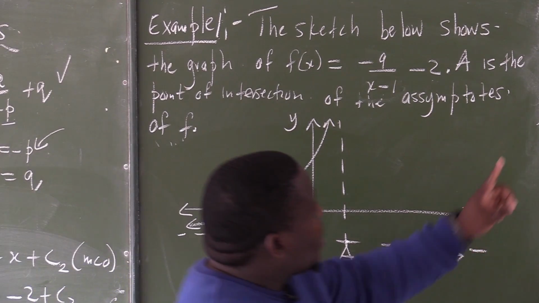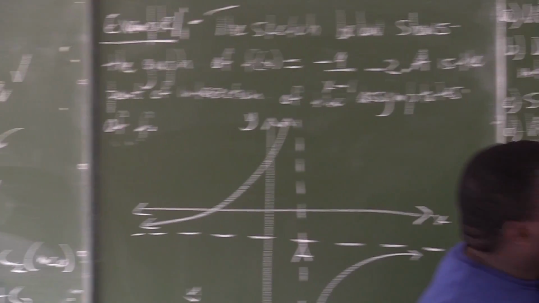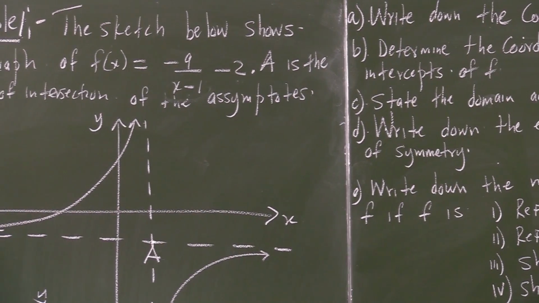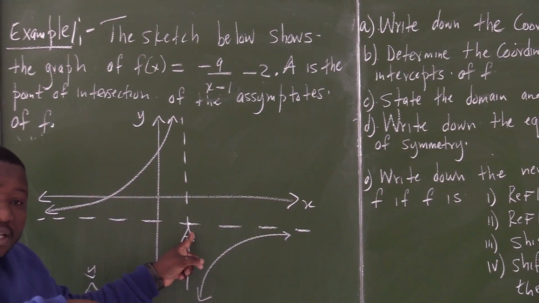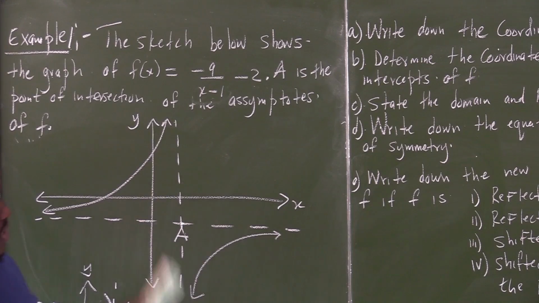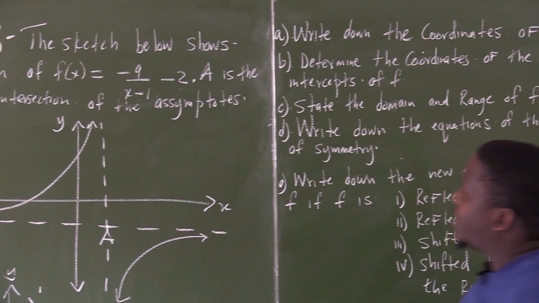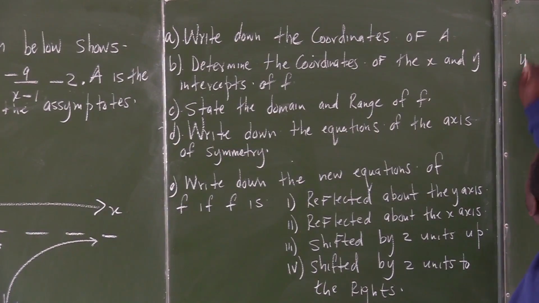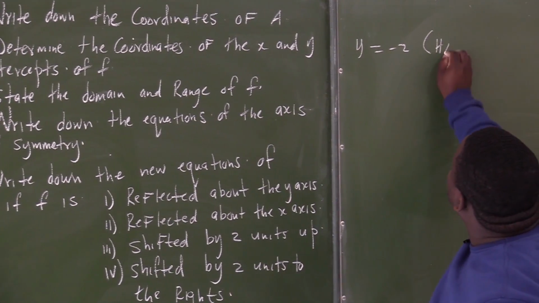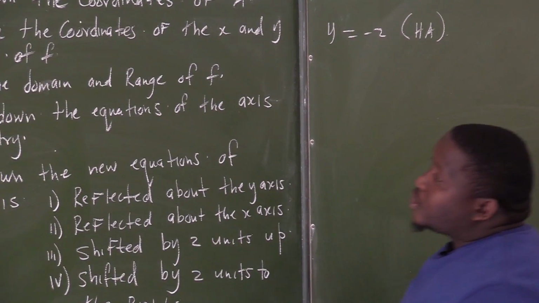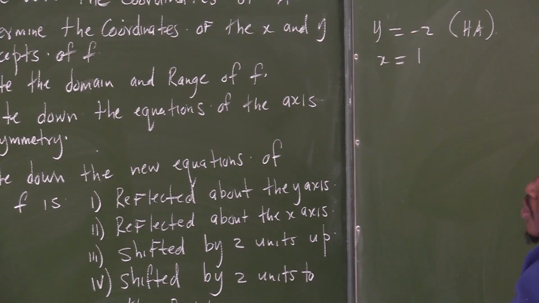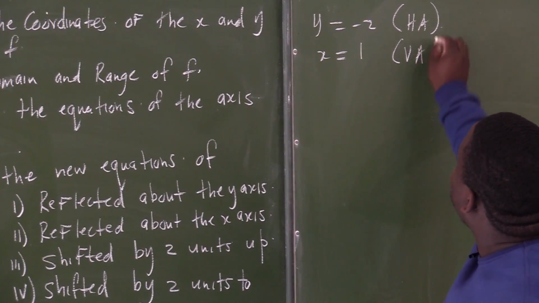Then as they are saying now, write down the coordinates of A. But what is A? A is the intersection of our asymptotes. Now, how are we going to find the coordinates of A? It means we must first give the asymptotes. So if I'm given this equation, what will be your asymptotes? We will have y equal to a negative 2. What is this negative 2? This negative 2 is our horizontal asymptote. We also have x equal to a positive 1. This is a vertical asymptote.